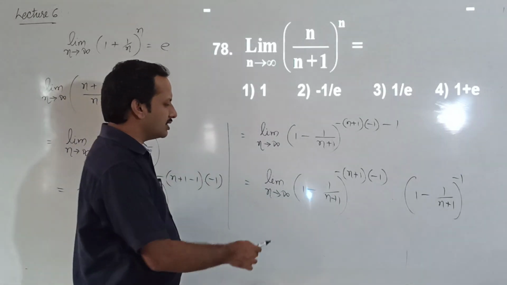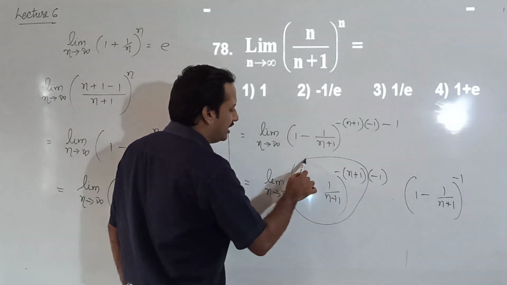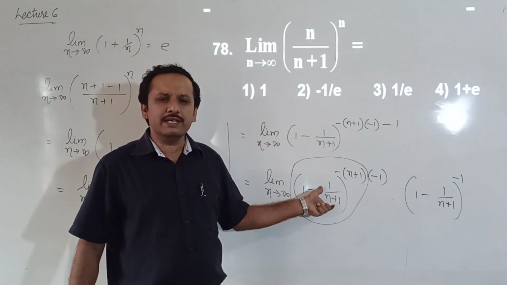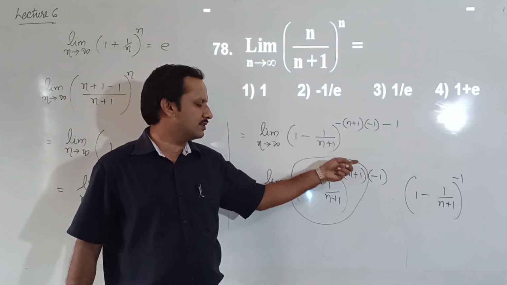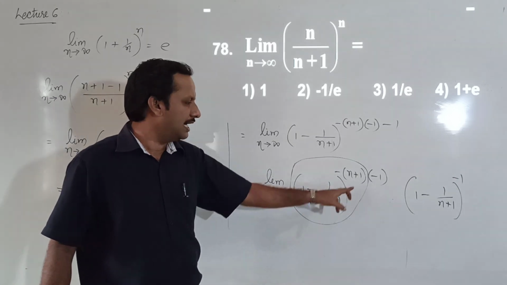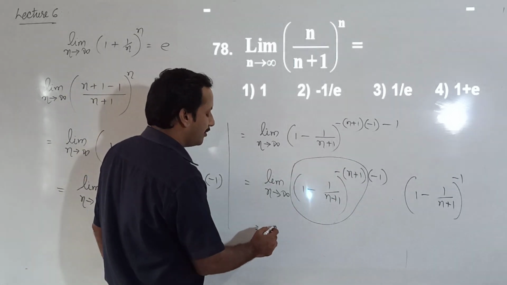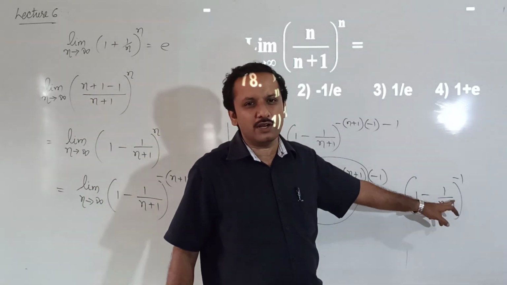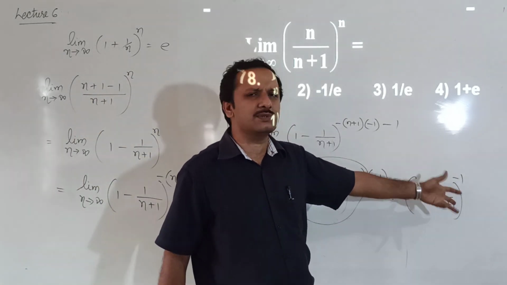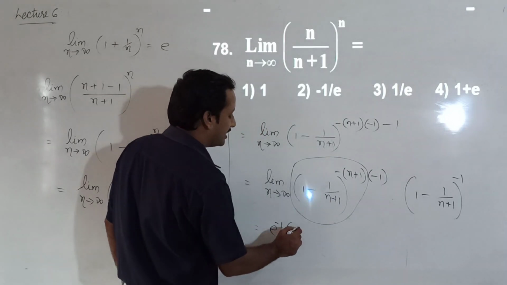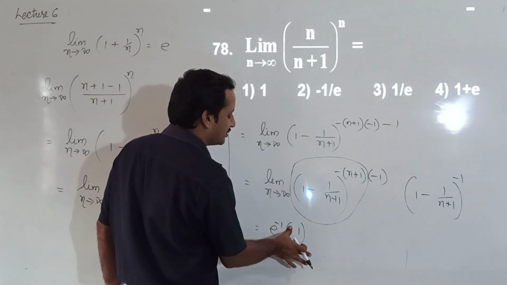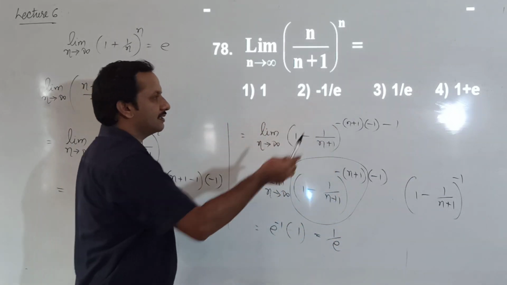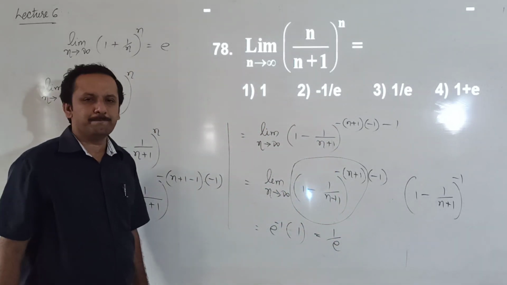Now as n tends to infinity, this expression will become e. Observe here we have minus 1 by n plus 1, its reciprocal is minus of n plus 1. So this expression will become e. The power is minus 1, so it will become e power minus 1. And then here, as n tends to infinity, this will be 0. 1 minus 0 is 1. 1 power minus 1 is 1 only. So e power minus 1 into 1, plus 1, it is not minus 1. Plus 1, e power minus 1, that is nothing but 1 by e. That's the answer. Third option, 1 by e.